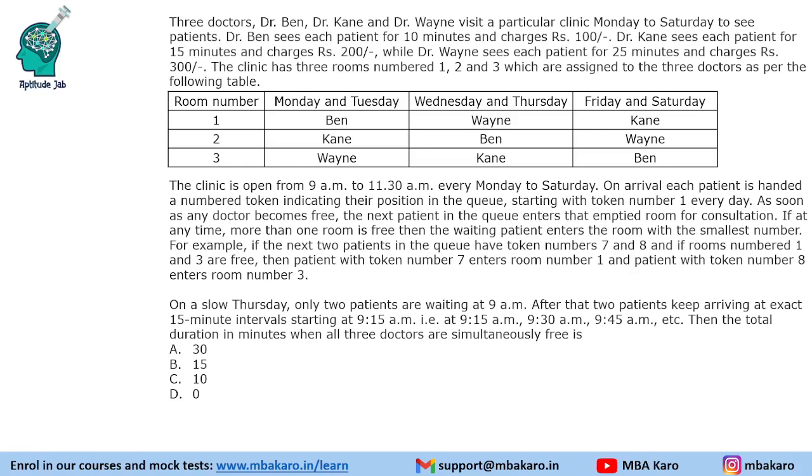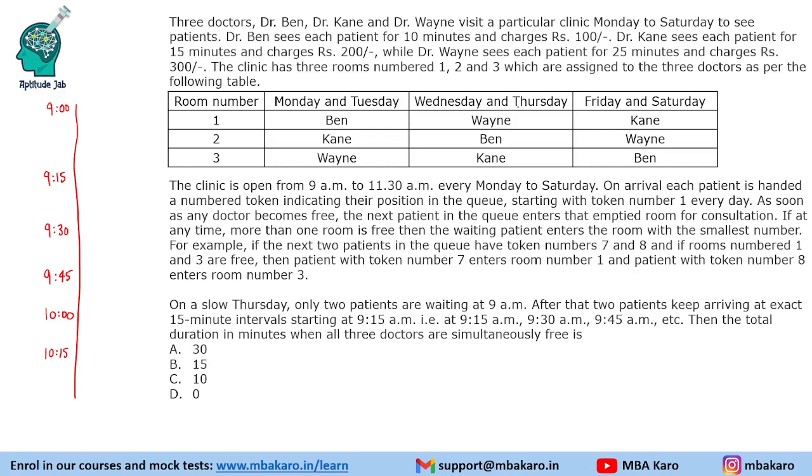Next question. On a slow Thursday, only two patients were waiting at 9 a.m. After that, two patients keep arriving at exact 15-minute intervals starting at 9:15 a.m. That is 9:15 a.m., 9:30 a.m., 9:45 a.m., etc. Then the total duration in minutes when all three doctors are simultaneously free is. So we will make a timeline first at 9 a.m., then 9:15, 9:30, and figure out the cyclicity: 9:45, 10, 10:15, and so on.